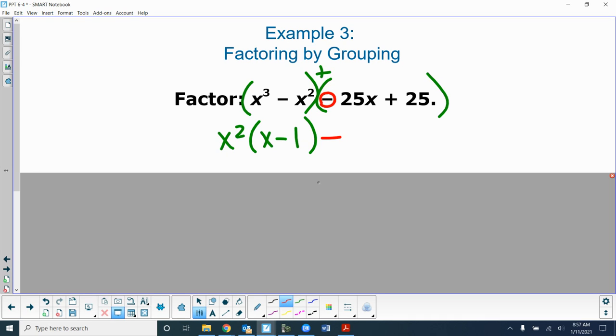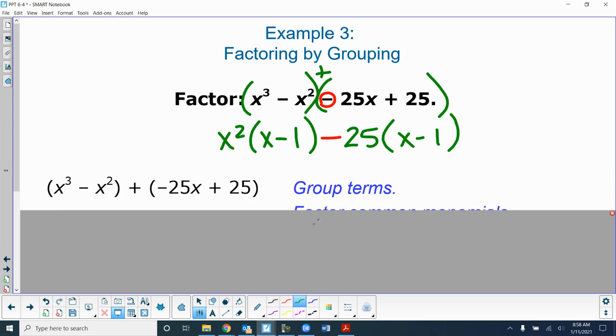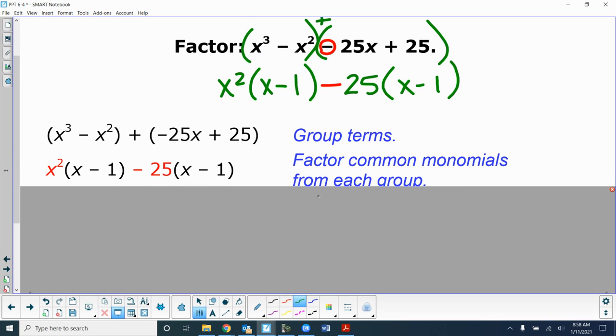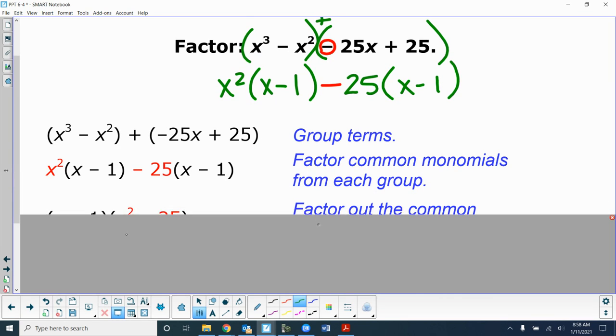Okay? And then again, what's the GCF between 25x and 25? 25, right? What's a negative 25x divided by a negative 25? X. What's a positive 25 divided by a negative 25? Minus 1. Are those the same? Yeah. Is that what we want to happen? Yes. All right. So that's one of my factors, which we did already here. There's that x. That's where we're at. So x minus 1 is one of my factors.